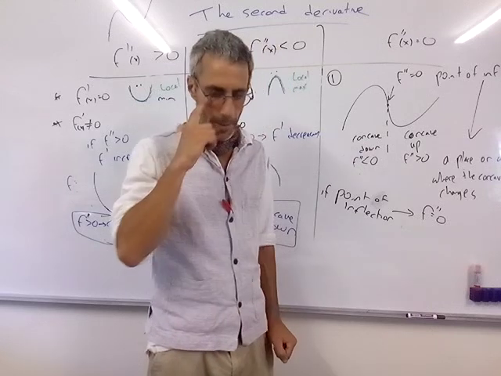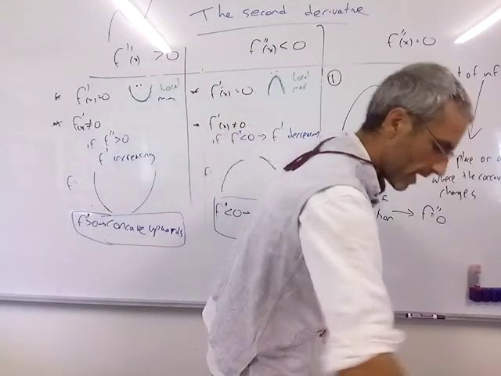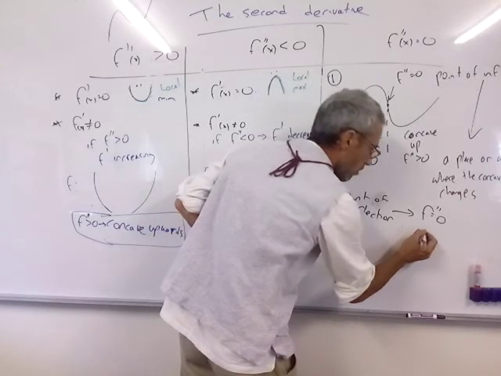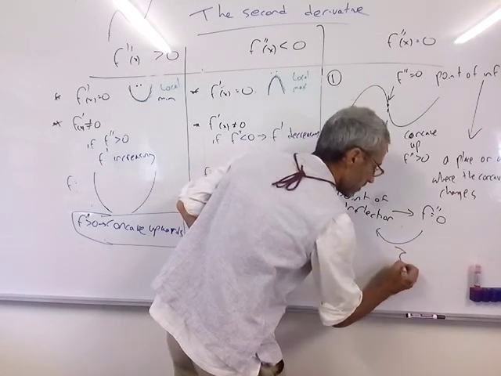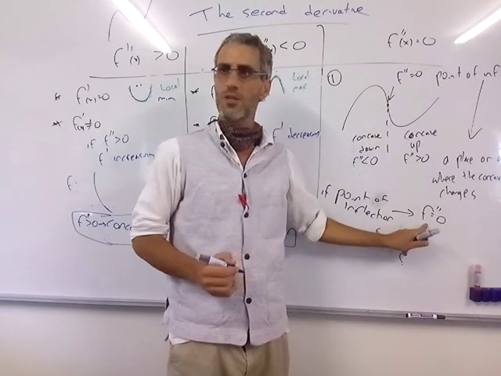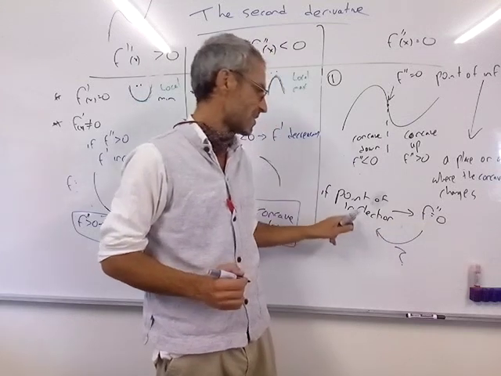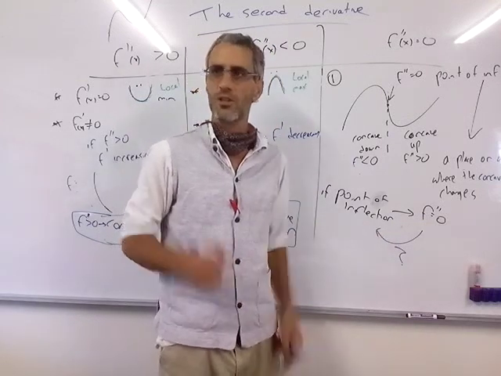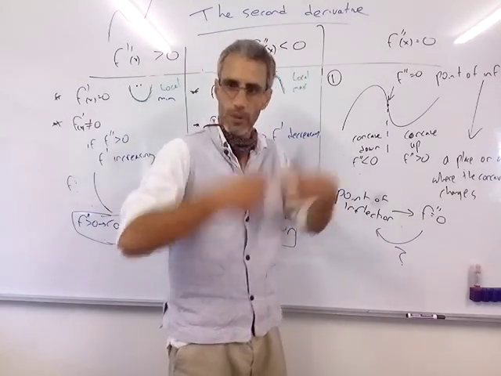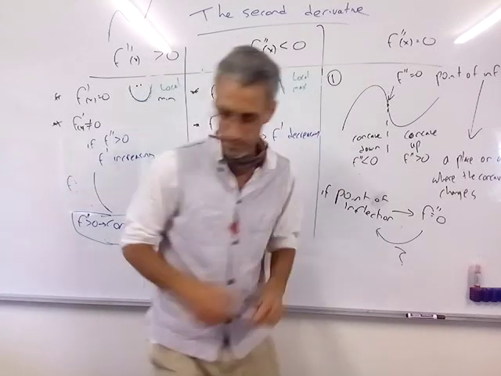Okay? And what I want to ask you now, and I kind of gave you the answer already, what about the other way around? If I have a second derivative which is equal to 0, that doesn't necessarily mean that's a point of inflection. And we already discussed why.